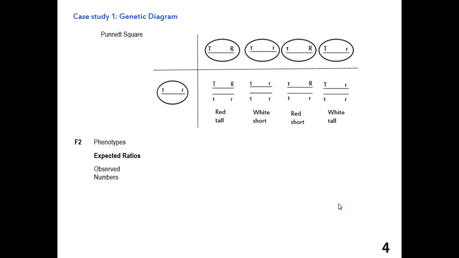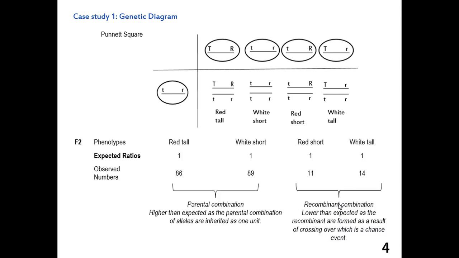Right, after you have plotted out the Punnett square, we will proceed on to actually tabulate the phenotypes of the F2 as well as the ratio that you will see. So F2 phenotype itself, you have 4 types: the red tall, white short, red short, and the white tall plants. The expected ratio that you will get is 1:1:1:1.